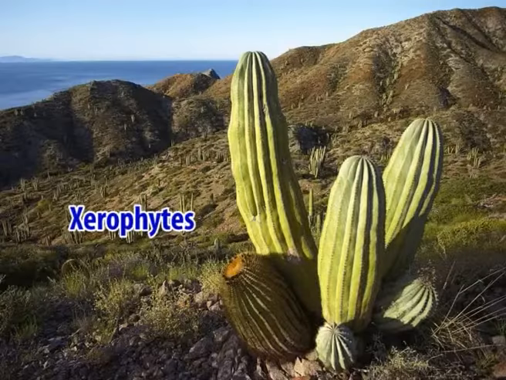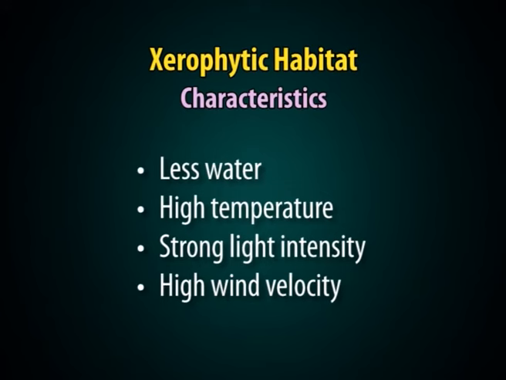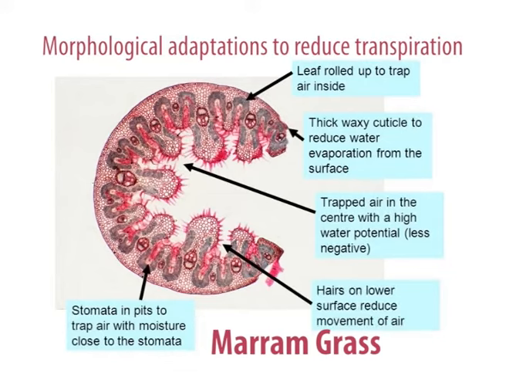In some areas like deserts, alpine peaks and hills, there is acute shortage of water and the transpiration is often very rapid. In such habitats, plants are greatly modified to withstand the unfavorable conditions. Such plants are known as xerophytes. The dominant factors of such habitats are less water, high temperature, strong light intensity and high wind velocity.